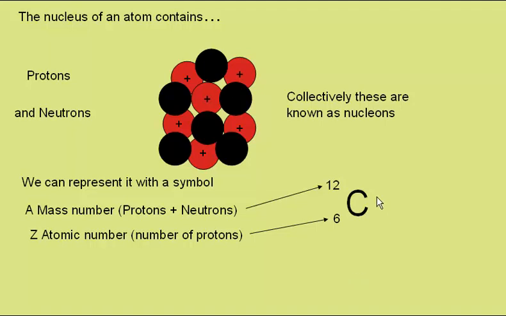If we were given a notation something like this and asked to work out how many neutrons the nucleus contained, well, the top number A is the protons plus neutrons, the bottom number just the protons. So A minus Z gives the number of neutrons.